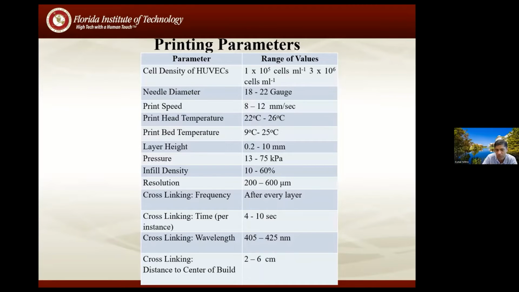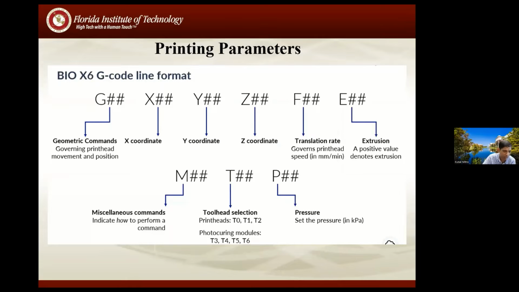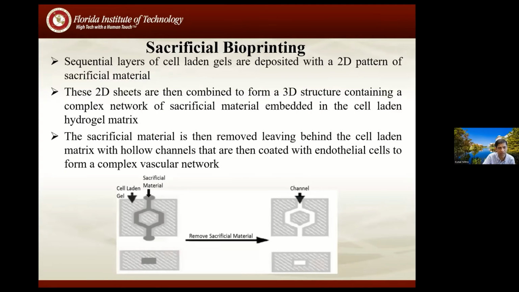Again, we're doing it after each layer, for how long? That's another optimization process. The wavelength is UV, but again, there is some flexibility in the range, and the cross-linking distance to the center of the build. So these are just a snapshot of some parameters. There are many more parameters involved in a printing process. You have a G code, and it gives you all the translation rates, extrusion, and the heads, whatever the printing software entails.